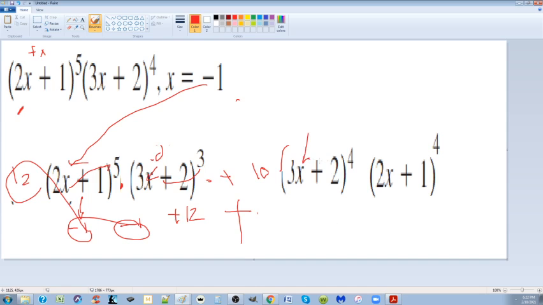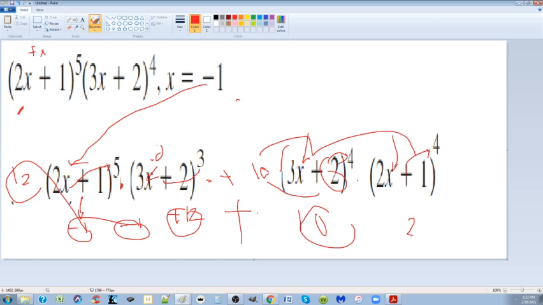Then over here I've got to add. Minus 1 here is minus 3, plus 2 is minus 1. Minus 1 to the power of 4 becomes positive 1 times 10 is positive 10. So I've got positive 10 times minus 1 is minus 2 plus 1. Minus 1 to the power of 4 is plus 1. So 10 times 1 times 1, 10. So I get 12 plus 10, 22.